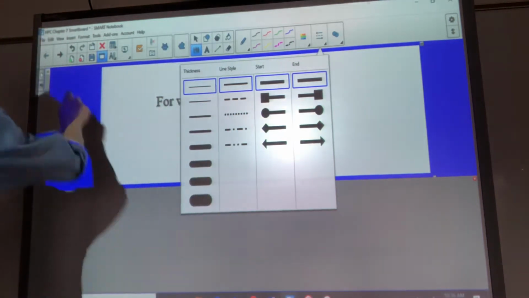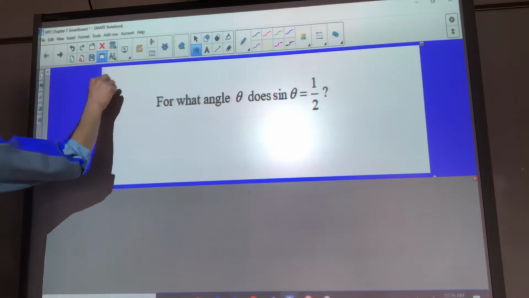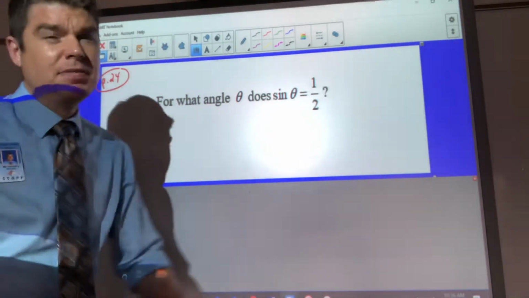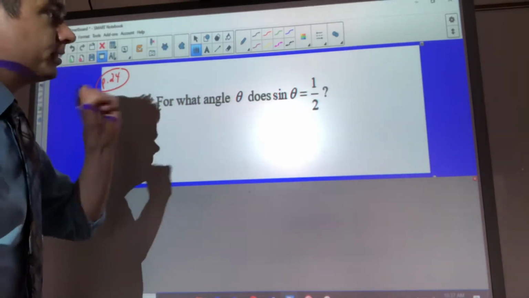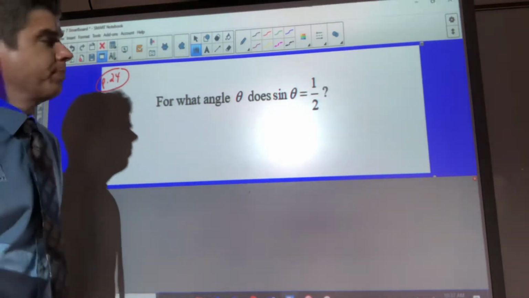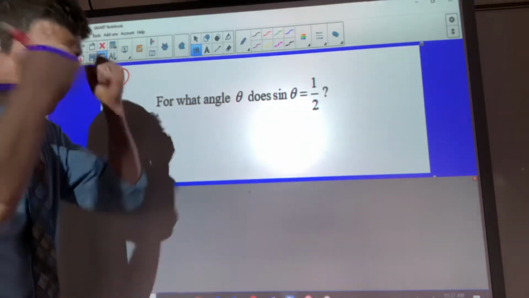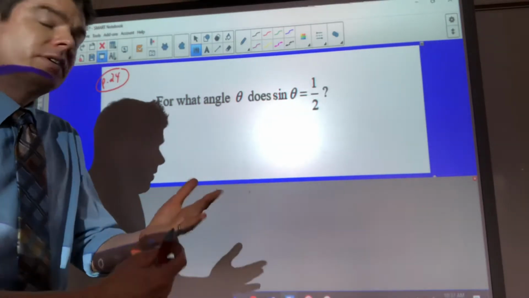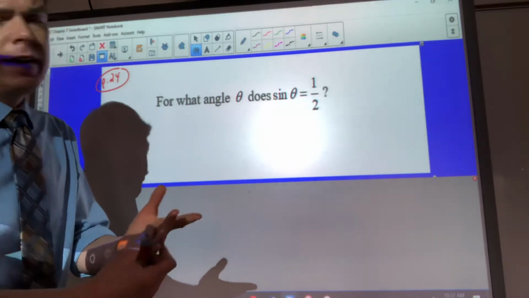Okay, so what I want you to look at, eventually we're going to be on page 24 of your workbook, but there's a question up here that's kind of leading into that. It says, for what angle theta does the sine of theta equal 1/2? My hope is that you think, okay, wow, sine of theta equals 1/2. I know this is one of my values. I could pick 30 degrees or pi over 6. I could pick 150 degrees or 5 pi over 6.